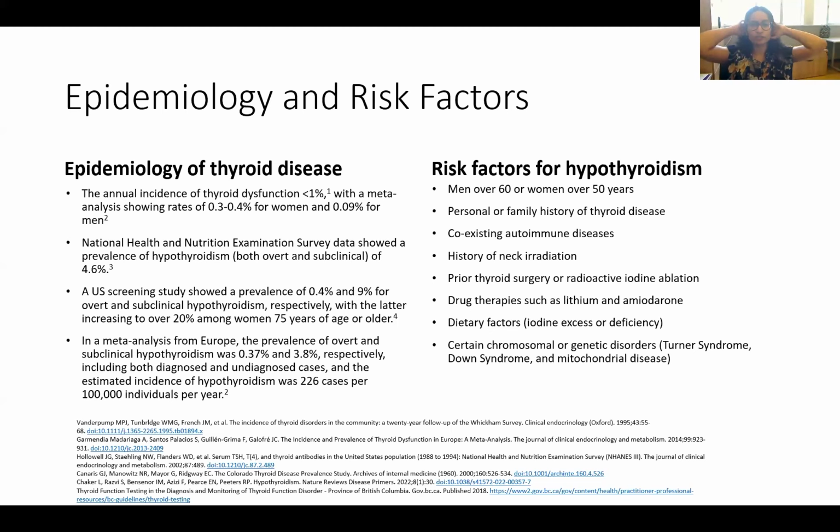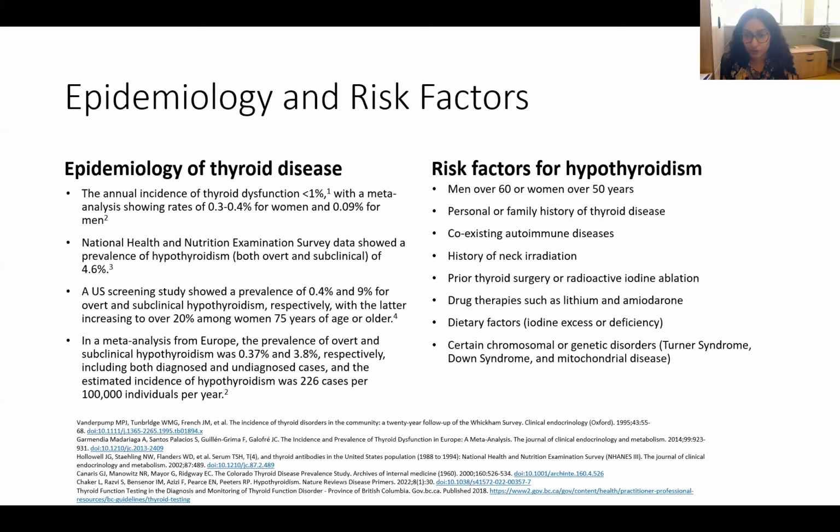So in terms of epidemiology and risk factors of primary hypothyroidism, the most important thing that I want people to take away is that it's not very common. The actual incidence of overt hypothyroidism, when we look at meta-analyses from studies in the US and Europe, is actually less than 1%. However, when you add overt hypothyroidism and subclinical hypothyroidism, a topic that we'll talk a little bit more about, it does add up and can be between 4 to 9%, but still it's not a very common disease.